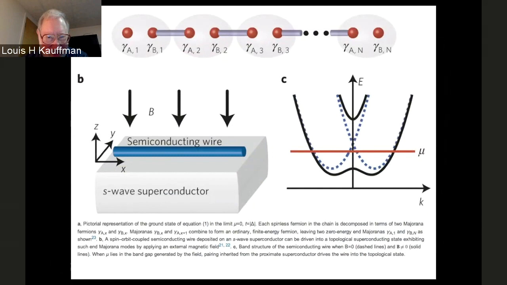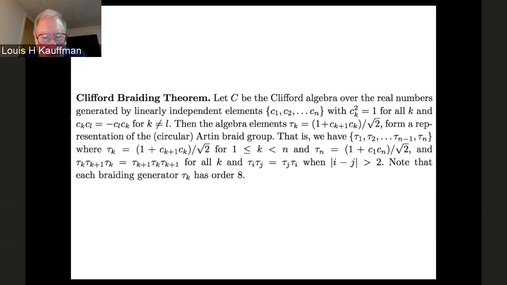But here's the braiding, written as a theorem, by me this way. I take a bunch of Majoranas, that is, I take a Clifford algebra generated by C1 through Cn with the squares equal to 1, and they all anti-commute with one another. And you define this improbable looking operator, 1 plus Ck+1 Ck over root 2. And you find that those braid. Ck+1 Ck squared is minus 1 because of the way this algebra works. And so it looks like 1 plus I over root 2. It looks like an eighth root of unity.